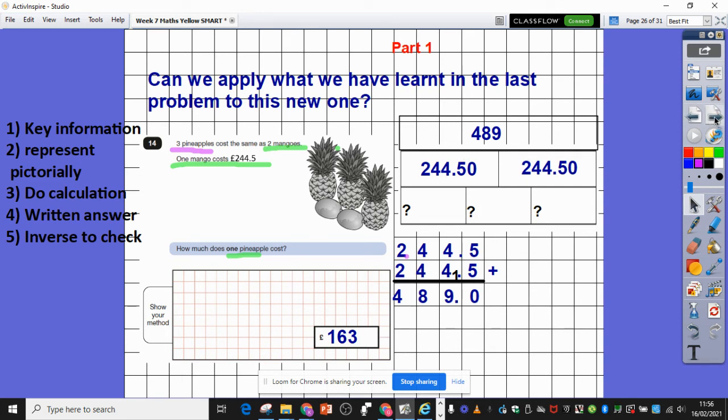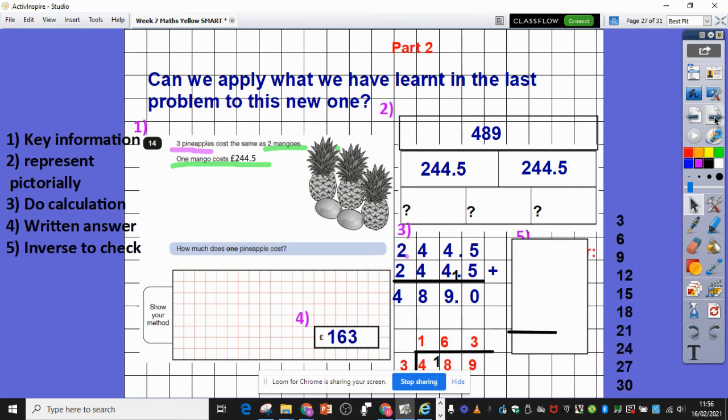So now we're going to move on and find out the cost of 1 pineapple using that information that I've got. So I know that 2 mangoes cost £489, and I know that 3 pineapples cost the same as 2 mangoes. So I've split my bar at the bottom into 3 because I'm trying to find out the cost of 1 of these. So looking at this, I've got to do my calculation. So my second part of my calculation is to take my 489 and share it equally 3 ways. So here's my calculation here.